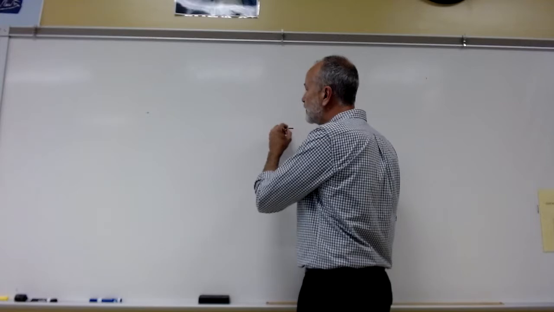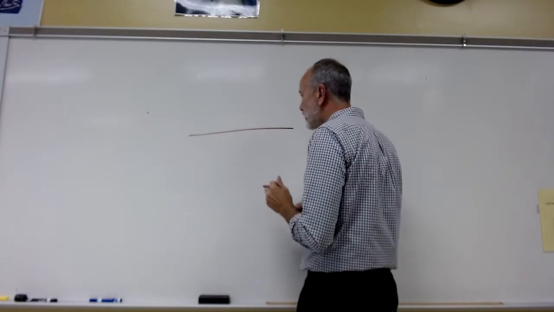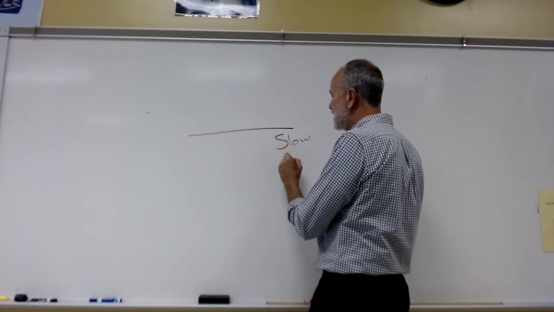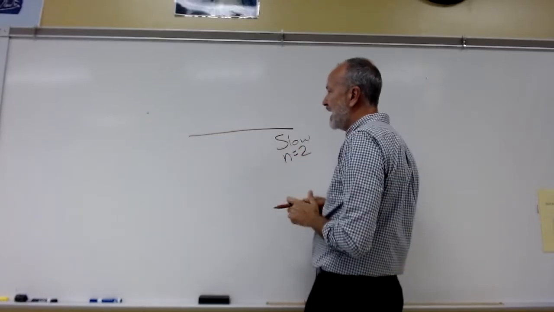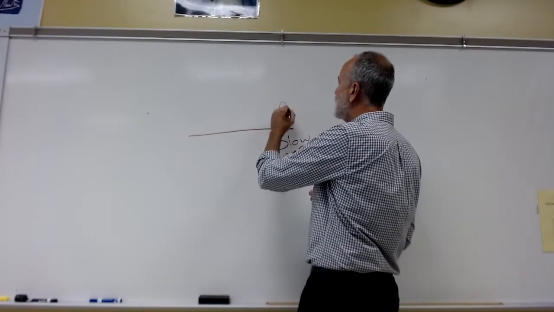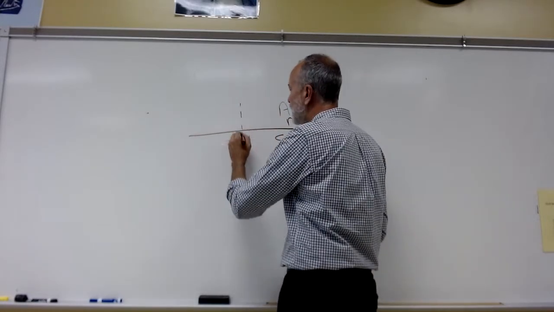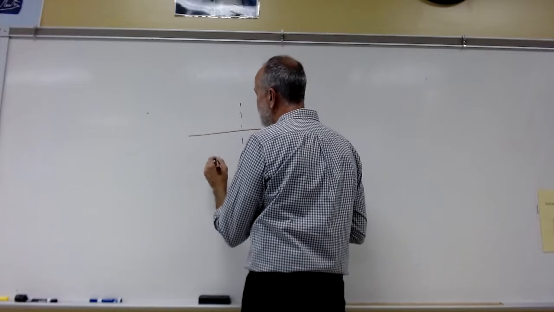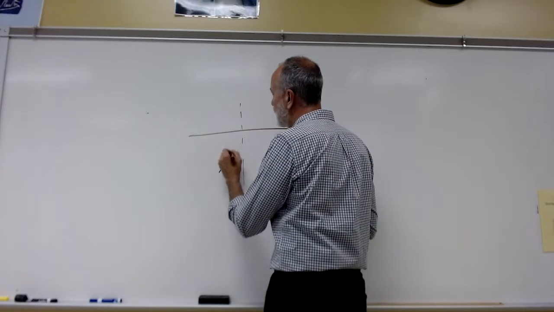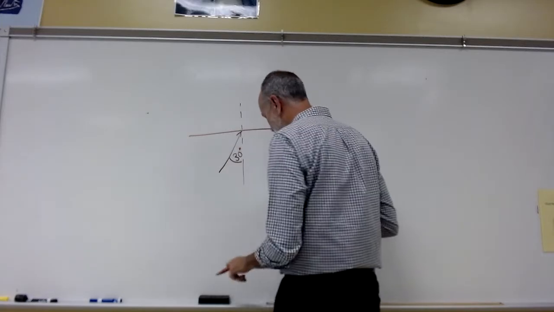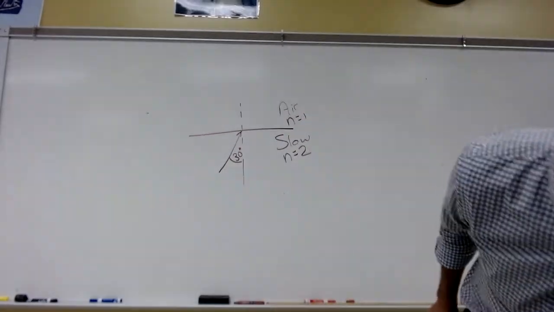Now let's take a look at a weird consequence of Snell's law, and two materials, and let's have light going from a slow material to a fast material. Slow, and let me just say n equals 2, so it's half as fast. And here's air, so n equals 1. Okay, and what I'm going to do is I'm going to send light out at an angle of 30 degrees, and I want to see what happens when it gets into air.